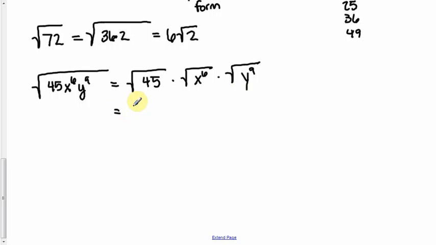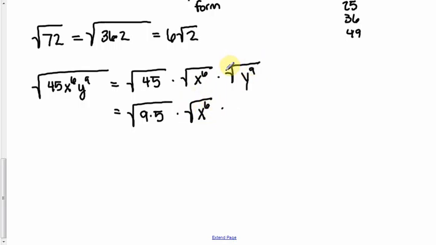Okay, so we take this one factor at a time. 45. What's a perfect square factor of 45? 9. So 9 times 5 goes under here. I can do x to the 6th, can I? Because I can take the square root of x to the 6th because 6 divided by 2 is 3. So I'm just going to leave it right now. I'll do it in a second.